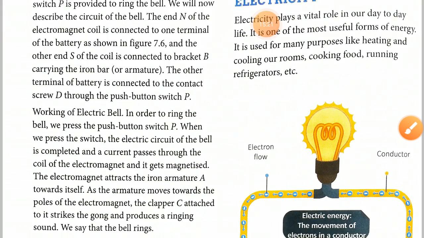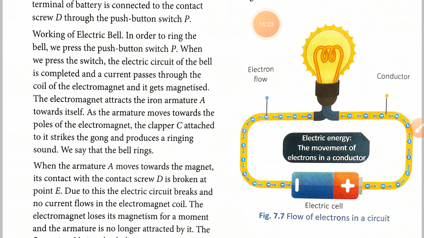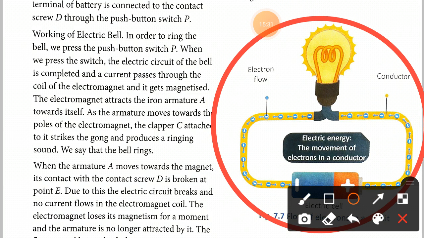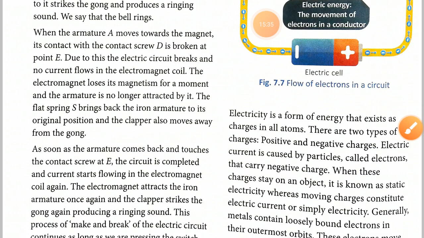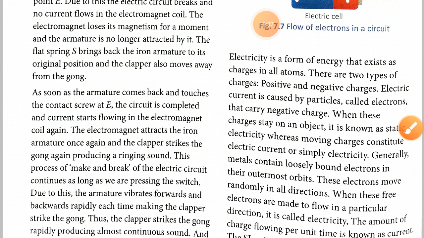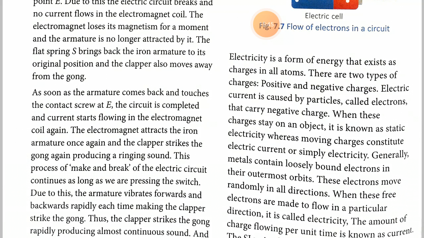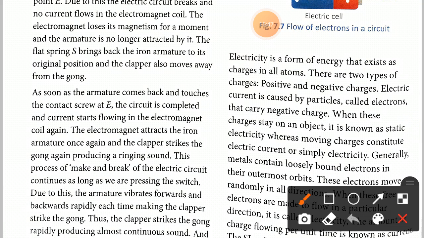Clear? So you can see here we connect a bulb across a circuit. This is the given circuit and we connect a bulb. Its filament is heating. So electricity is a form of energy that exists as the charge in all atoms. There are two types of charges. First one is positive and the other one is negative charge. So electric current is always caused by particles called electrons that carry negative charge.